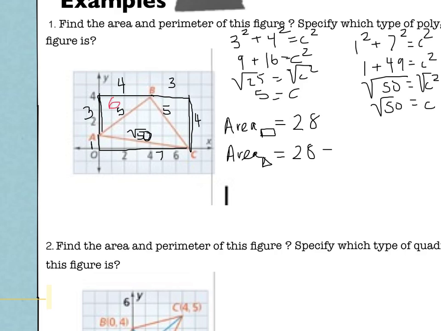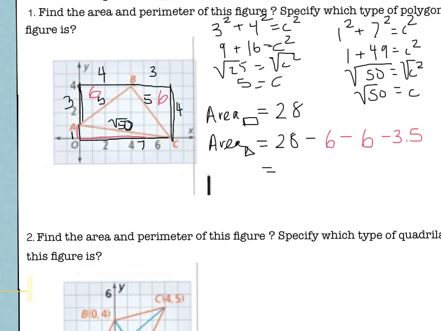So we're going to subtract 6. Over here we've got a 3 by 4 again, a little different though. And we're going to divide that by 2. We're going to get 6. And then down here we've got a 1 by 7. We want to divide that by 2. And we should get 3.5. Which would make our area of the figure 12.5.